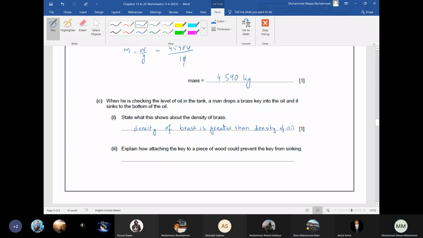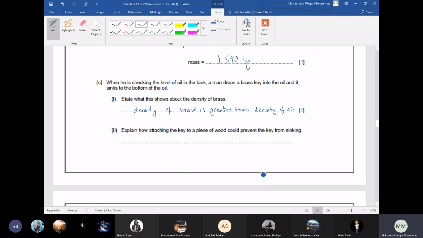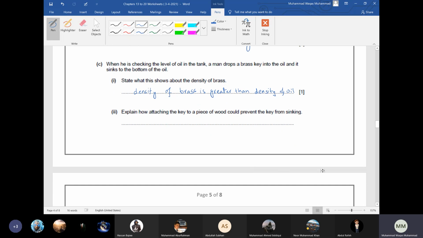Okay. Explain how attaching the key to a piece of wood could prevent the key from sinking. Beta, if we attach the key to a wood, then it will not sink. How can we explain this? Shabash, can anyone explain this? Abdul, can you explain this? Rafi? Sir, because wood is less dense than water.